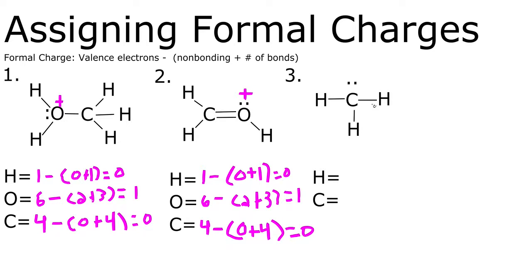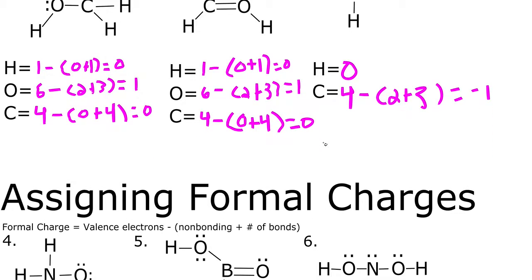Okay, moving to number 3. Hydrogen, once again, is the same as in this case, so we can just skip it. We'll say 0 because, once again, 1 minus 1. So carbon is found in group 14, so 4 valence, minus 1 lone pair, so 2 lone electrons. And how many bonds does it form? It forms 1, 2, 3. So 4 minus 2 plus 3, so it's 4 minus 5, and that gives us a negative 1. So this carbon right here will have a negative charge.